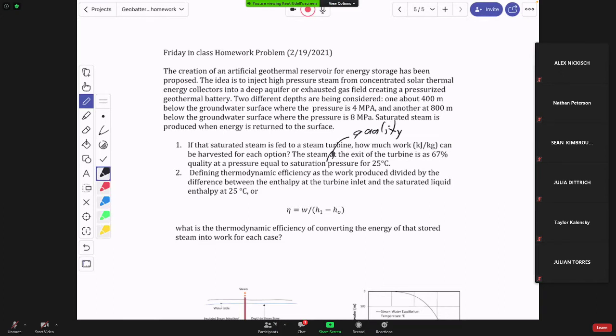We need to go to the steam tables for these. Which steam table? I think it's A6. The saturated water table. And where do I go on the saturated? Which one of those two tables do I want to use? The temperature table or the pressure table? Pressure. Yeah, so we're given pressure. So you go to the pressure table. So what is the enthalpy coming into the inlet of that turbine?